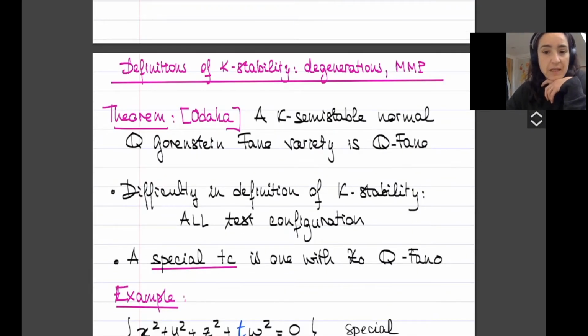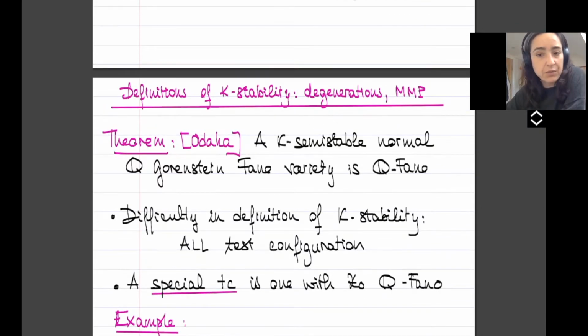So this led to the introduction of the notion of special test configuration, which is a test configuration where the central fiber is Q-Fano. In particular, it's irreducible and it has KLT singularity. So a special test configuration is a degeneration with a not too bad central fiber.